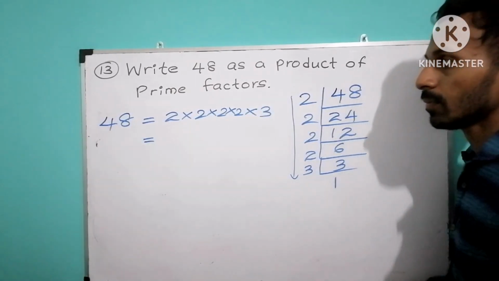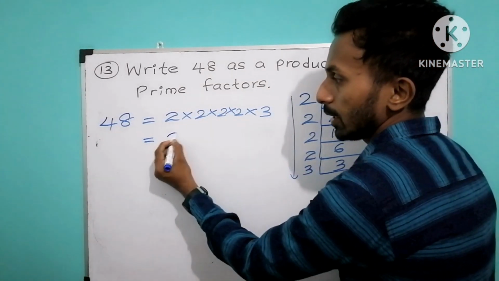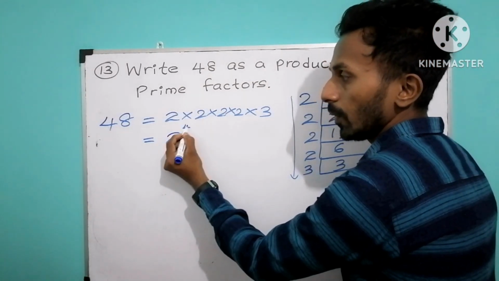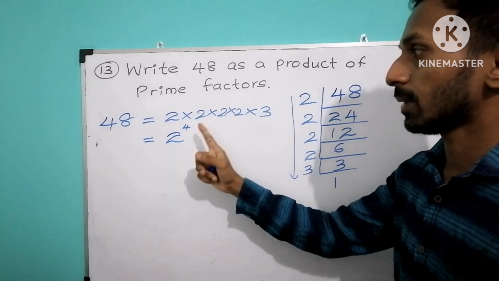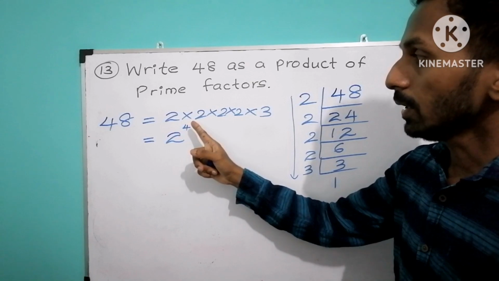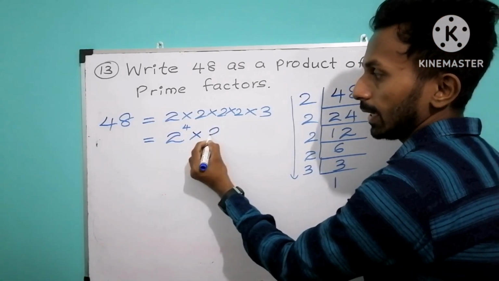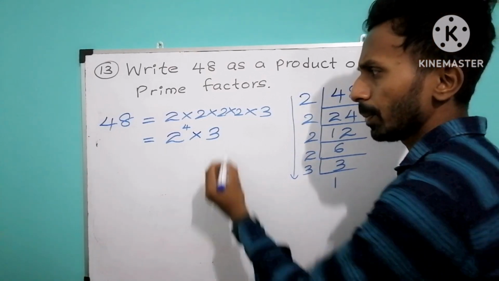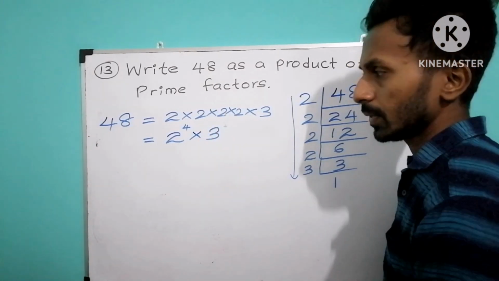Then here 2 into 2 into 2 into 2. We can write 2 to the power 4. 2 is multiplied by 4 times. Then 2 to the power 4, and multiply by 3. You can write 3 to the power 1. Doesn't matter. Or 3. This is your answer.